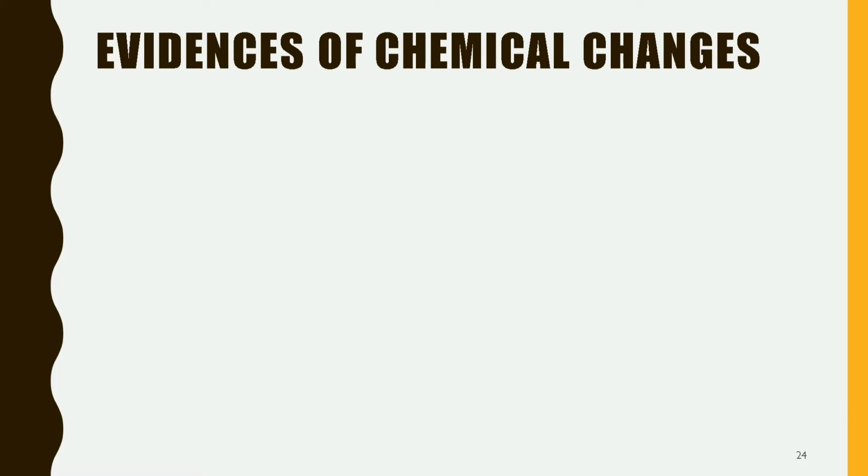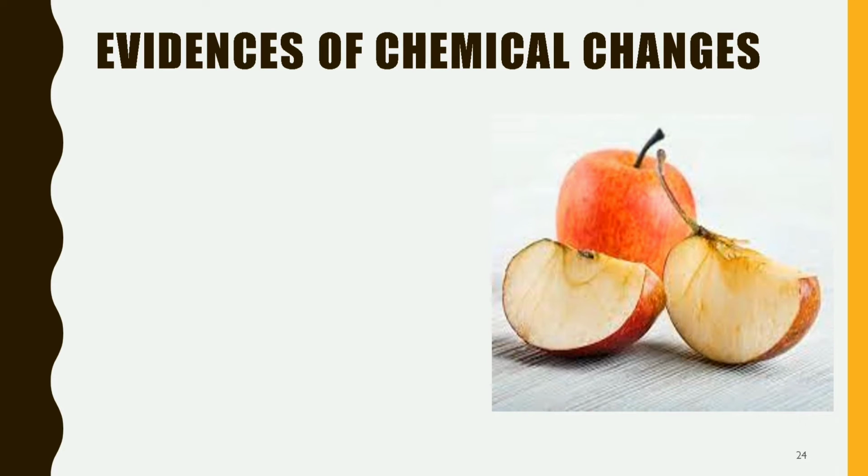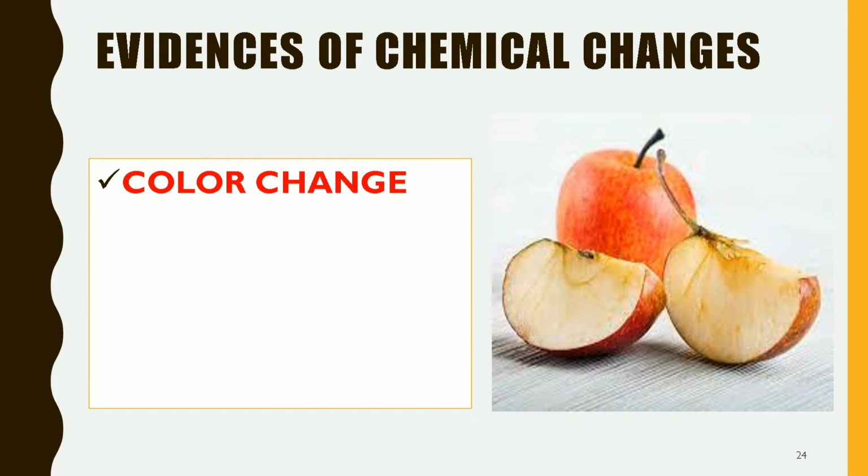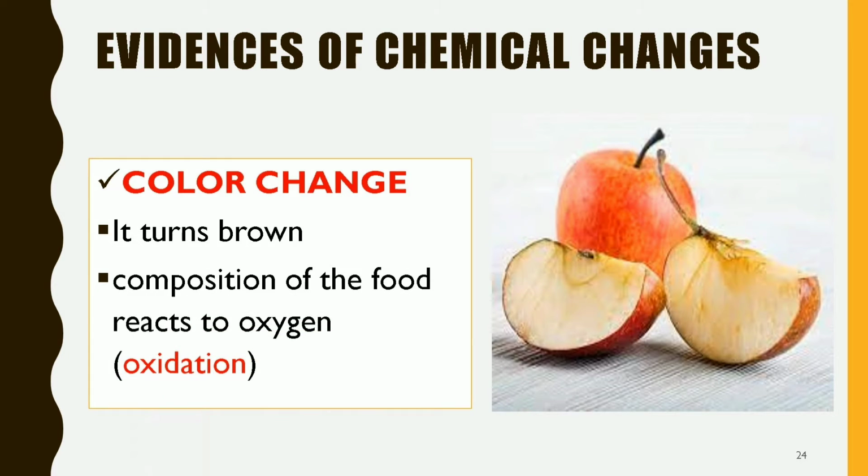Let us talk about the evidences of chemical changes. How can you tell whether a change is a chemical change? Let us have some examples here. When you cut an apple and you left it uneaten, what have you commonly observed to the apple? Correct. There is a color change. It turns brown. The reason is that a chemical change has occurred when food spoils. The food spoils when the composition of the food reacts to oxygen. This process is known as oxidation.